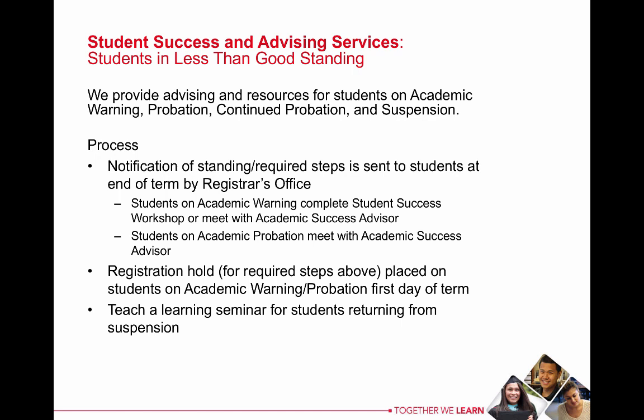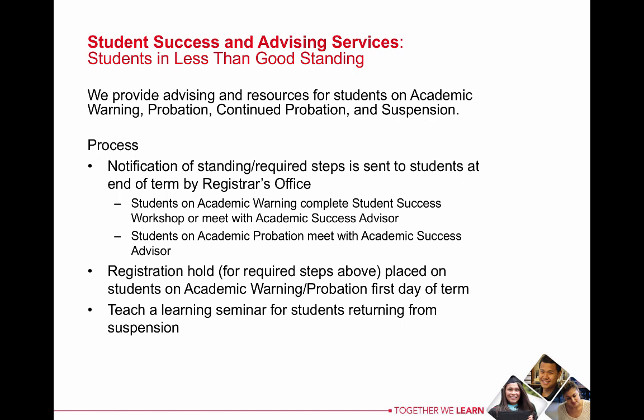A student is placed on academic warning if their term GPA drops below a 2.0. If they're on academic warning and the following term they continue to have a term GPA below a 2.0, they move to academic probation. And if that happens again, they're placed on suspension. Students that are on warning or probation and their next term get above a 2.0 GPA are placed back in good standing. So you may see some fluctuation if they only take one class or if they took it over the summer. It may change fairly quickly.